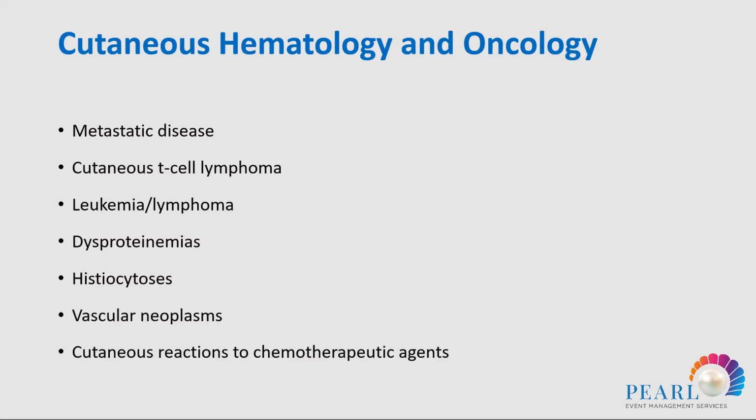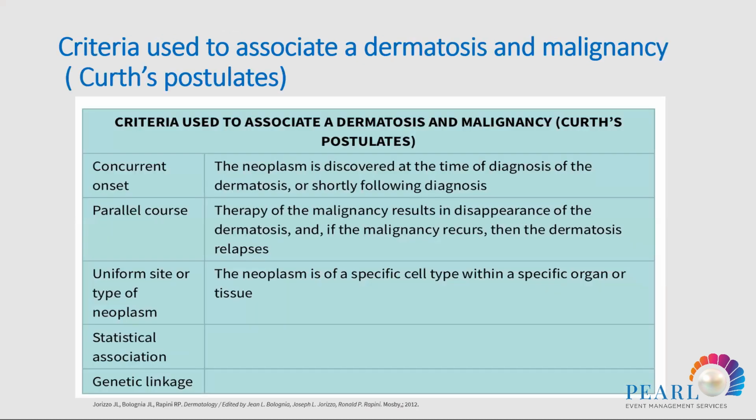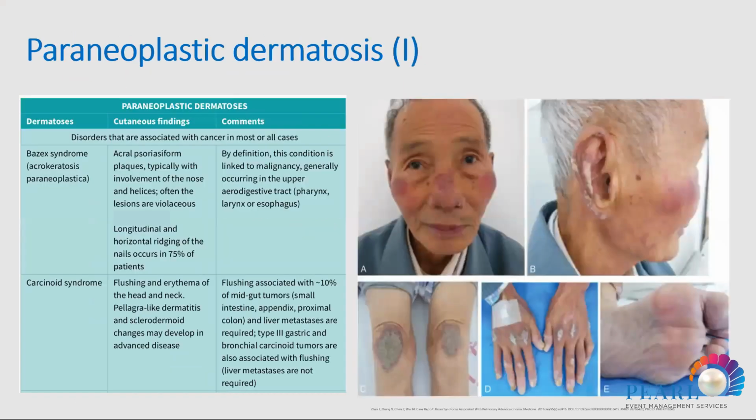So the next category is cutaneous hematology and oncology. So yes, metastatic disease, cutaneous T-cell lymphoma, leukemia, and vascular neoplasm, and not to forget the cutaneous reactions due to chemotherapeutic agents. I'm not going to go through these criteria. However, these are the Curth criteria. They have been proposed by Helen O. Curth, and they're actually used to establish whether the occurrence was by chance, at the same time, or due to malignancy-associated dermatosis.